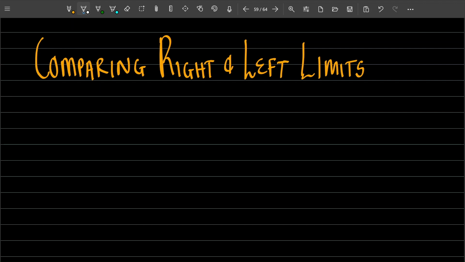You first find the right hand limit, and then you find the left hand limit, and then you compare them. When we say right hand limit, we mean the limit as x approaches a value from the right. What is the principle that we use in this? Let me show you the principle.